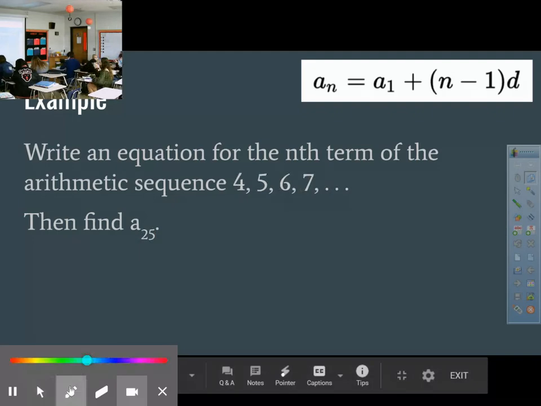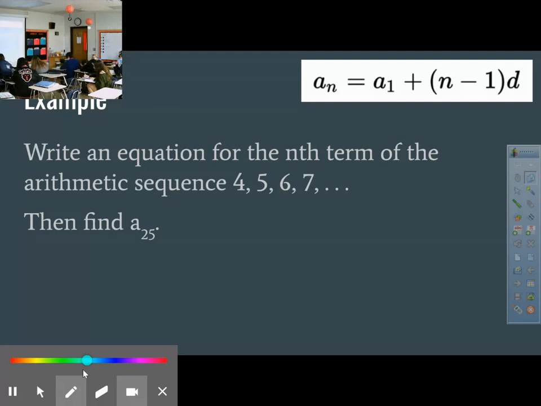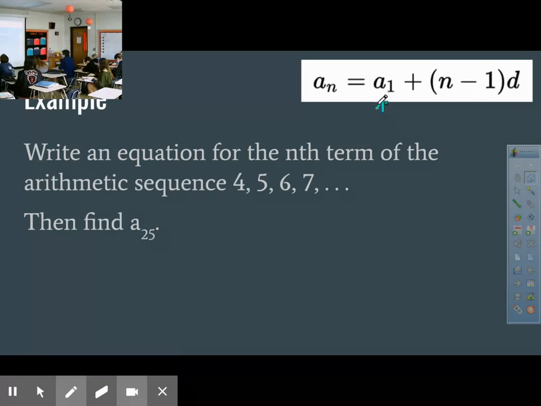Write an equation for the nth term of the arithmetic sequence 4, 5, 6, 7, then find the 25th term. Notice I wrote that formula down again. I wrote that formula down for every single problem. The only two numbers you need to figure out are A1, your first term, and D, your common difference. What is my very first term? 4. And what's my common difference? Positive 1, because they're going up by ones each time.